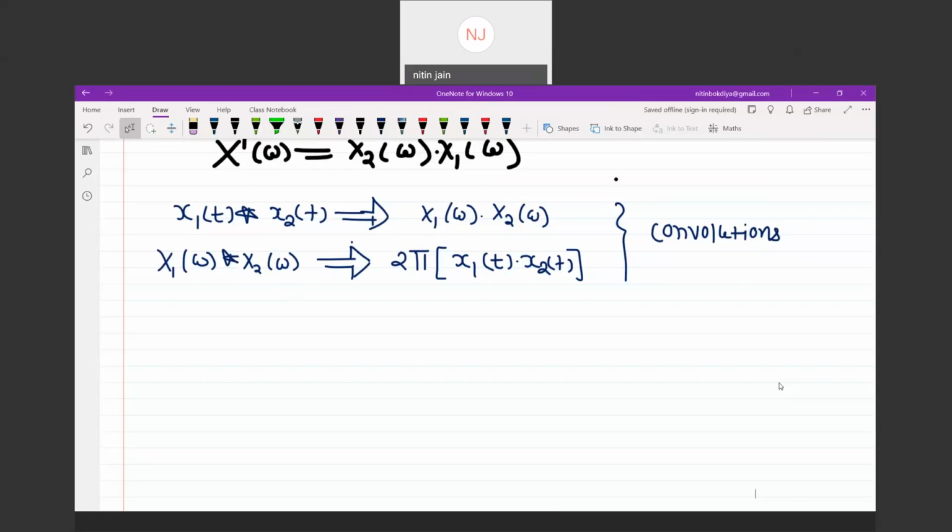Now let's take some previous year questions to prove all these properties. The next theorem which we want to study is Parseval's theorem. What is the statement of Parseval's theorem? Parseval's theorem says that the energy or the power of the signal.